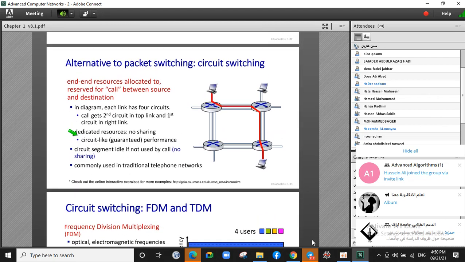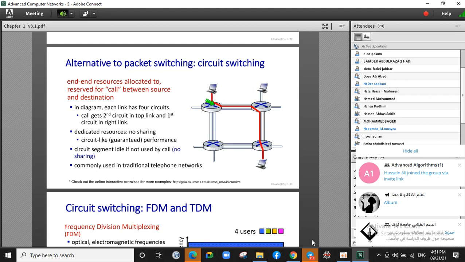Okay, this is the last slide. The alternative of packet switching is circuit switching. In packet switching, I am sending packets one by one. Each packet is routed and forwarded one by one toward the destination. But in circuit switching, firstly, we have to set up a circuit, a tunnel between the source and destination. This is called the setup step. This circuit is dedicated. It means that it remains for myself. I can use it or not use it. It's not important.